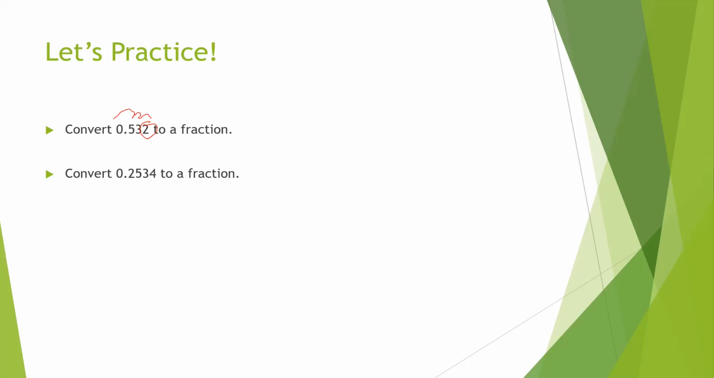So I'm going to write over 1,000 because the rightmost digit is in the thousands place value. Next, I have 0.532. I'm going to take out the 0 and the decimal point, so just cross this out. What you'll get is 532. So I'll just write this here. And the answer to the first one is 532 over 1,000.